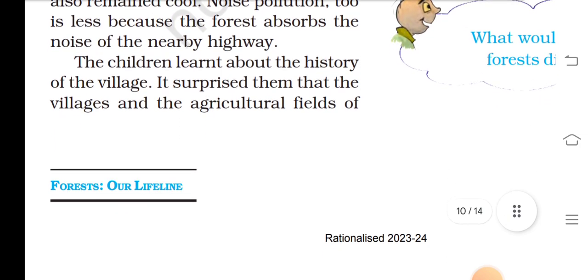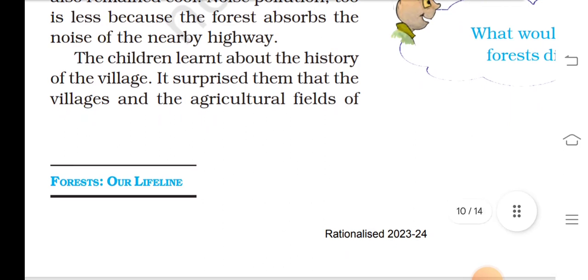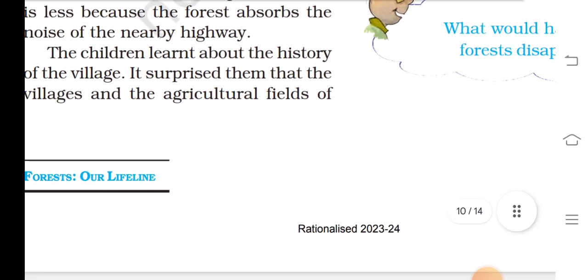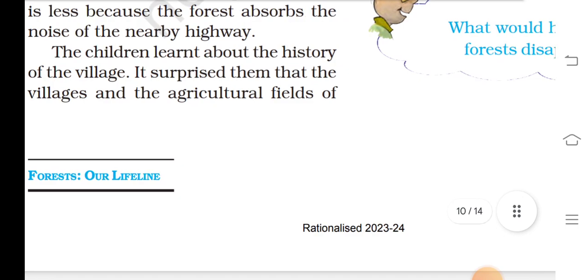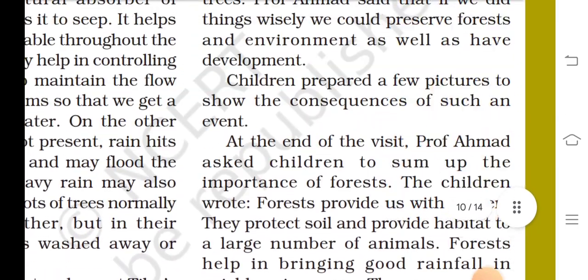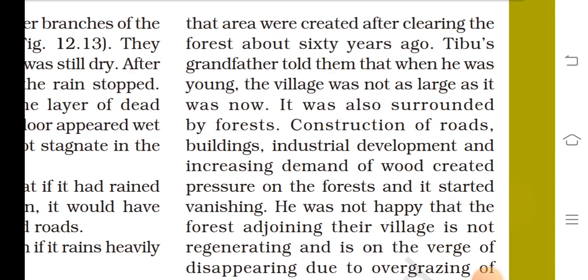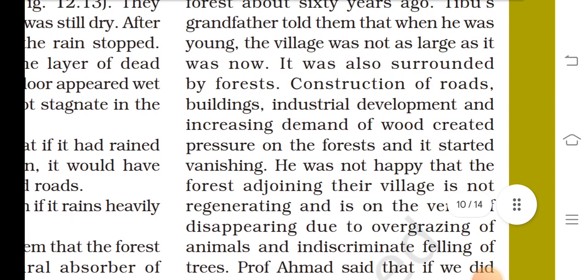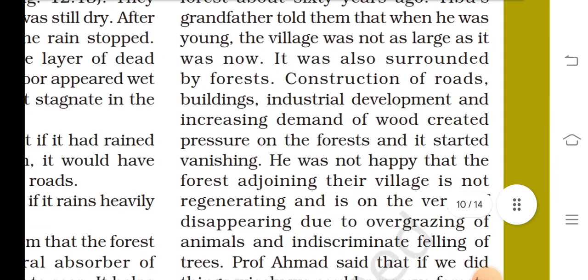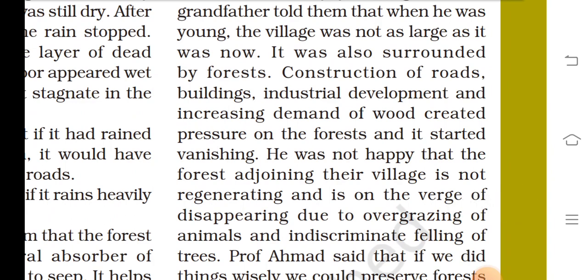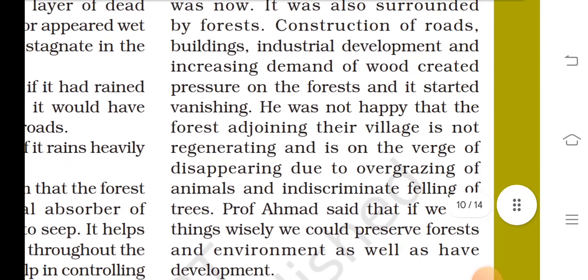The children learned about the history of the village. It surprised them that the village and the agricultural fields of that area were created after clearing the forest about 60 years ago. Tibu's grandfather told them that when he was young, the village was not as large as it is now. It was also surrounded by forest.